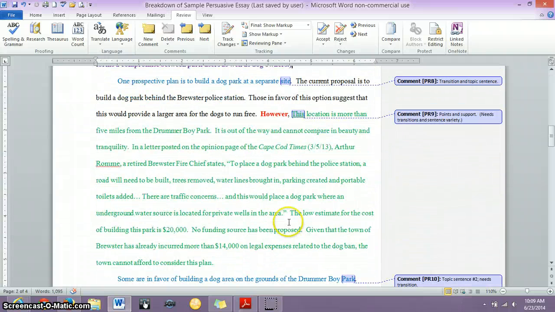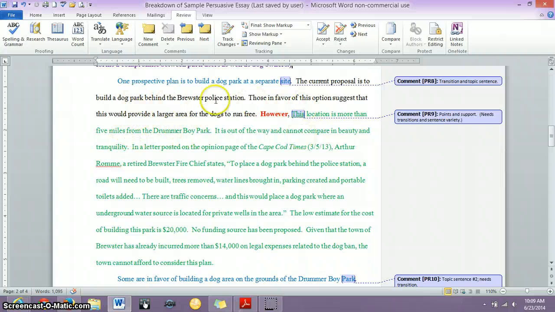So moving on really quickly, here's a transition into the first body paragraph. One prospective plan is to build a dog park at a separate site. Okay. They then move into this body, or the support in the body of the paragraph. You can see right now that it's using quotes, using numbers and facts. The word however is a transition from, well, here's the solution. However, this is not as it could be. Oh, wait, I added this transition. Okay. So it says, those in favor of this option suggest that this would provide a larger area for the dogs to run free. This location is more than 5 miles.